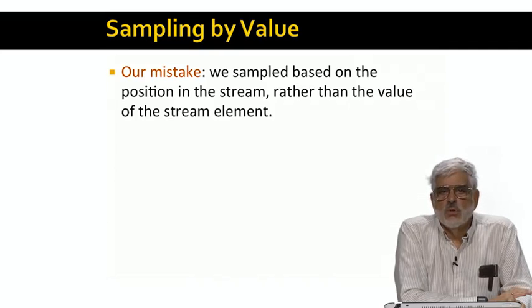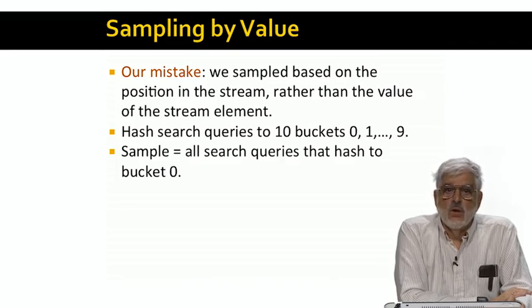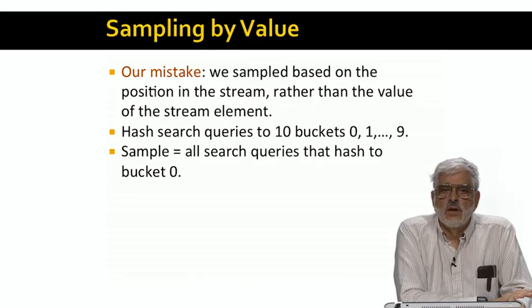Fortunately, there's a much simpler way to get the same effect without storing anything. Okay, let's pick a hash function from search queries to 10 buckets, 0 through 9. When a search query arrives, hash it. If it goes to bucket 0, then add it to the sample, and if it goes to any of the 9 other buckets, do not add it to the sample.